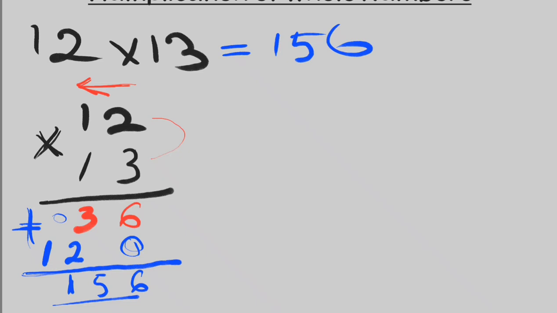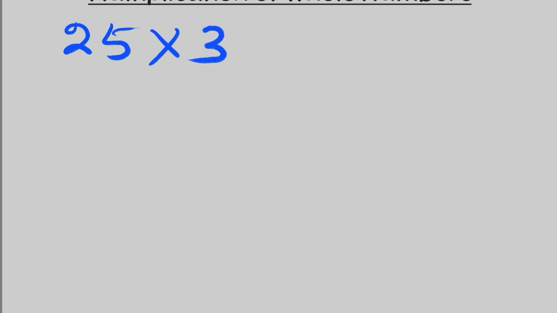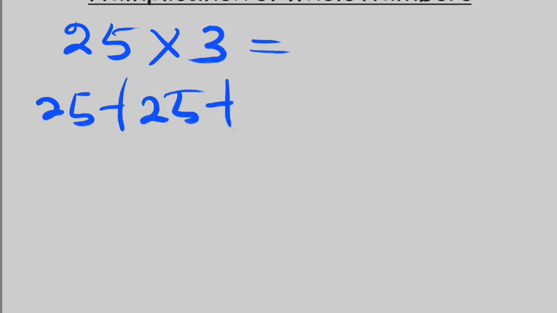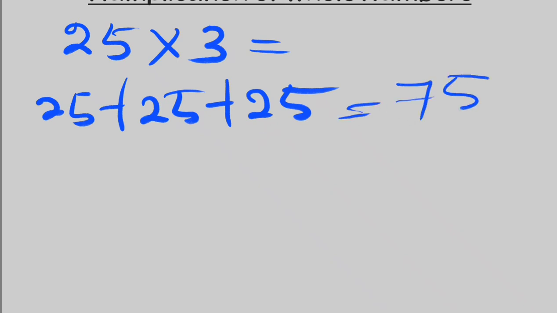Okay. Let's do another example. I'm going to clear this out. Let's do a second example. Assuming you are given 25 times 3. You can do it two ways. You can do it the original definition of multiplication by saying 25 times 3 means add 25 3 times, which is 25 plus 25 plus 25. You can do that. 25 plus 25 is 50. 50 plus 25 is 75. That's your answer, right? But again, we don't want to do that. We're going to do it another way.